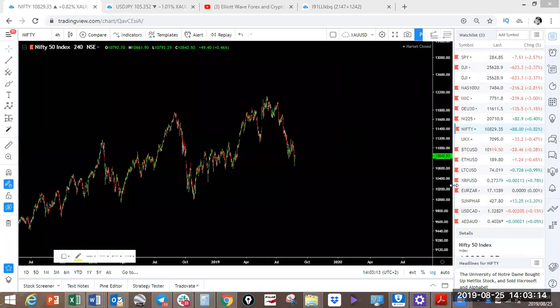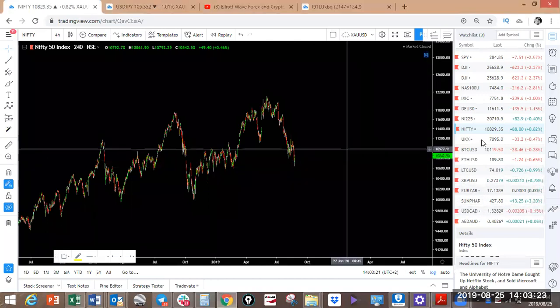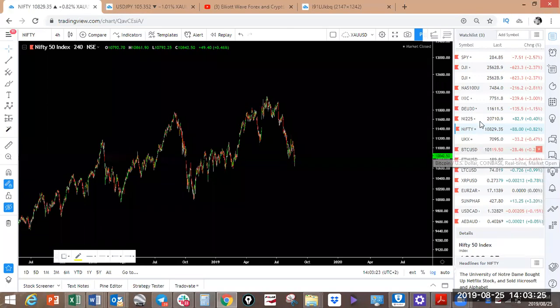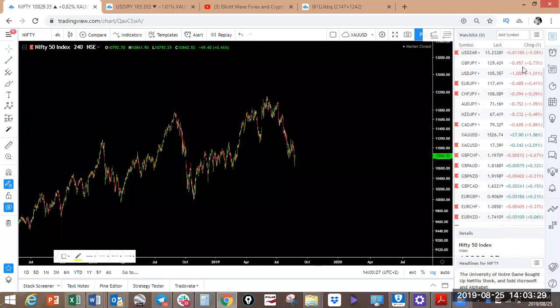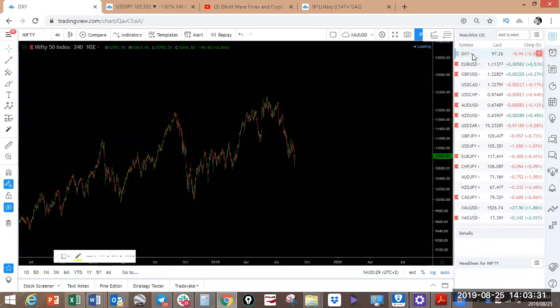And now that's all the indices. Now we can look at the majors, the US dollar pairs. Did I miss anything? I think we've covered all the indices, we've covered all the cryptos. Let's now look at the majors. Let's look at the DXY.